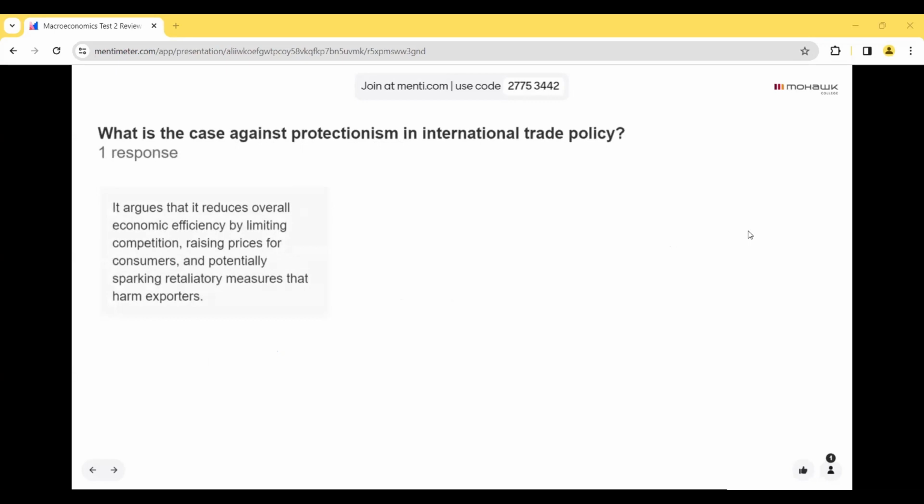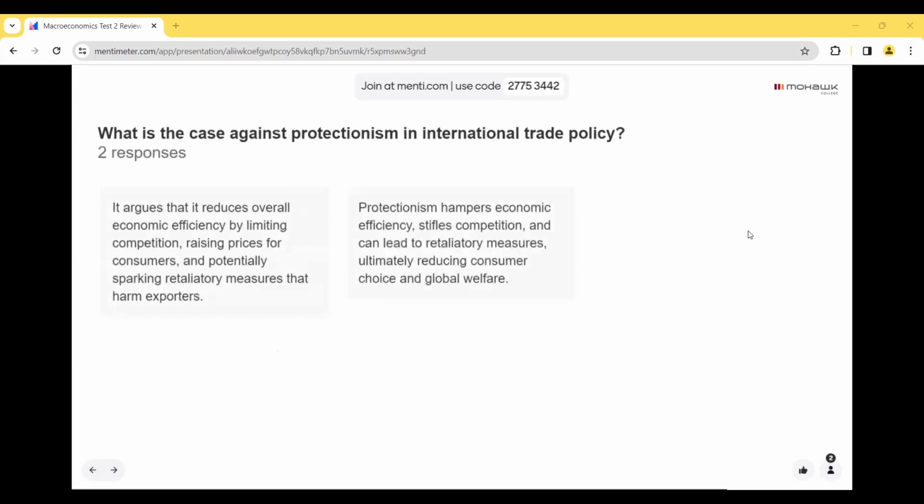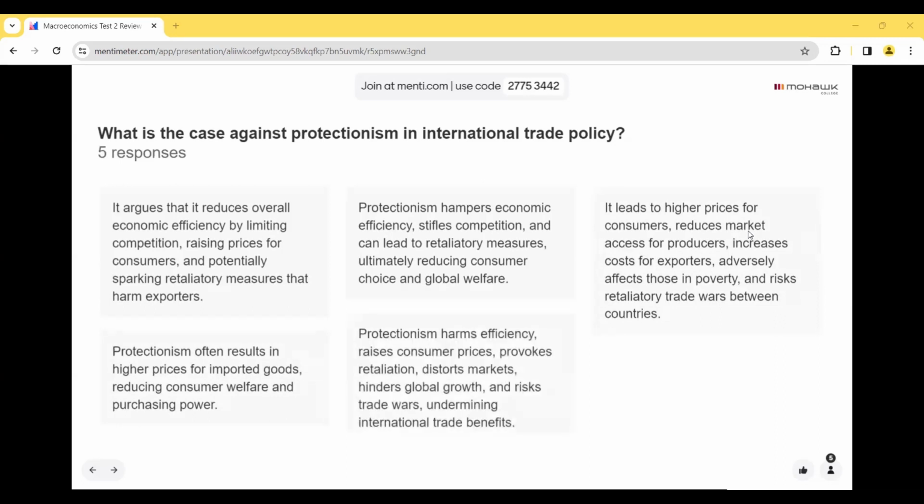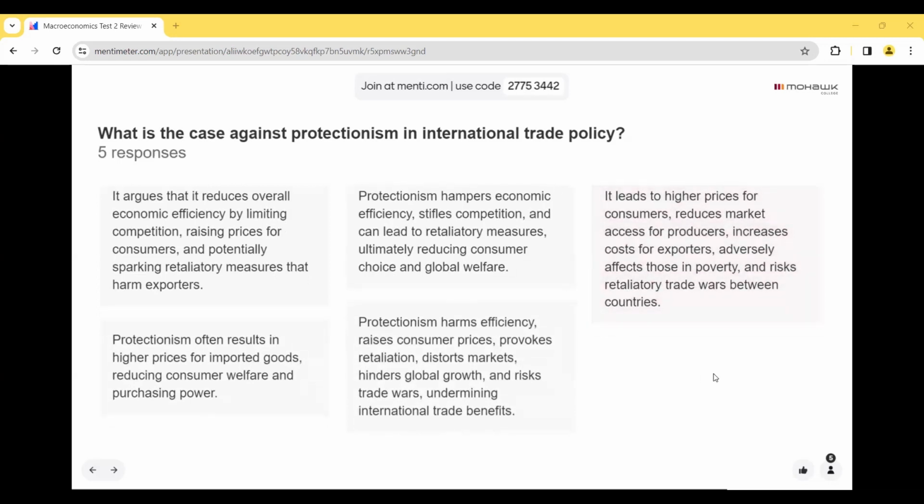It argues that protectionism reduces overall economic efficiency by limiting competition, raising prices for consumers, and potentially sparking retaliatory measures that harm exporters. Protectionism hampers economic efficiency, stifles competition, and can lead to retaliatory measures, ultimately reducing consumer choice and global welfare. It leads to higher prices for consumers, reduces market access for producers, increases costs for exporters, adversely affects those in poverty, and risks retaliatory trade wars between countries. Protectionism often results in higher prices for imported goods, reducing consumer welfare and purchasing power.